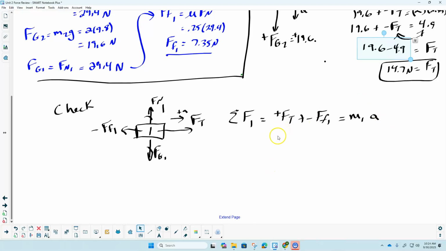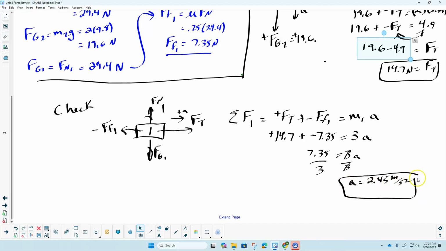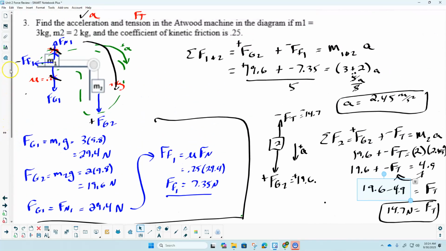So we know these numbers. The tension we said was 14.7, so I'm going to plug that in. The friction is 7.35. That's equal to 3 times A, because the mass of this block is 3. So if I do this math, 14.7 minus 7.35 leaves you 7.35, and that's equal to 3A. Then you divide by 3, and you get A is equal to 2.45 meters per second squared, which is the acceleration that we came up with up here.